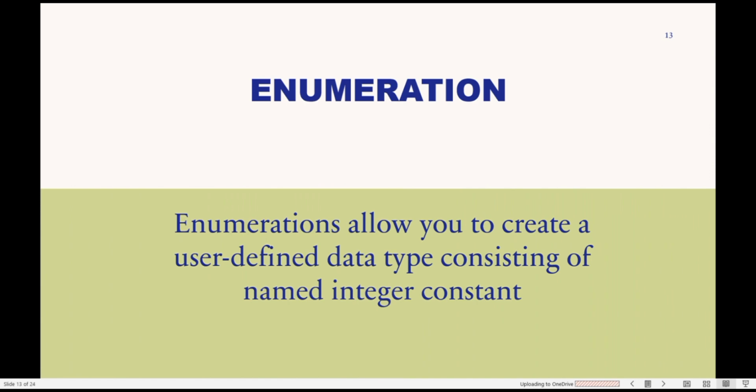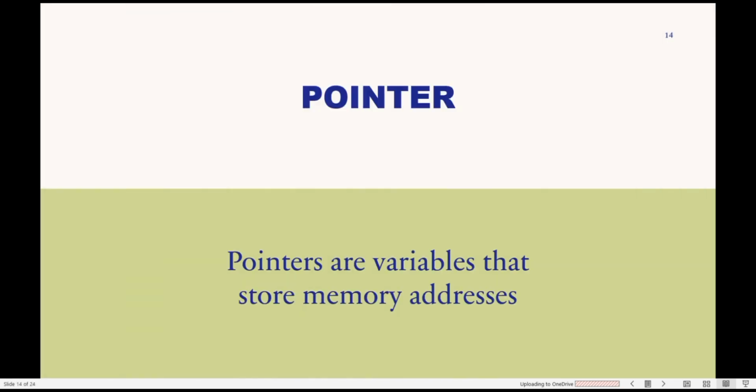Enumerations allow you to create a user-defined data type consisting of named integer constants. They are used to make the code more readable and maintainable by providing meaningful names to values. Pointers are variables that store memory addresses. They are essential for tasks like dynamic memory allocation and working with data structures like linked lists and trees. Pointers are a fundamental concept in C++.